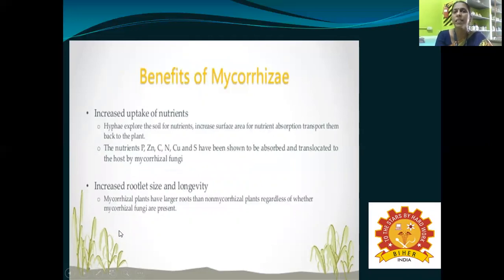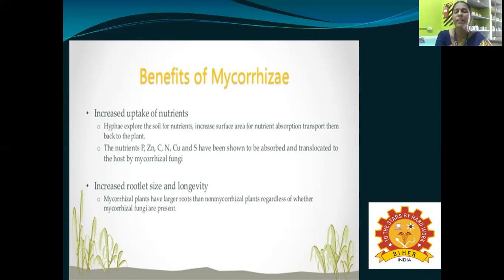The first point is increased uptake of nutrients, especially phosphorus. And then they support the growth of the plant, increasing the water and soil surface area. So water holding capacity is more, and absorption of nutrients improves, with less intake of water. So it can support the growth of a plant. And the nutrients such as phosphorus, zinc, carbon, nitrogen, copper, and sulfur have been shown to be absorbed and translocated to the host by the mycorrhizae fungi.